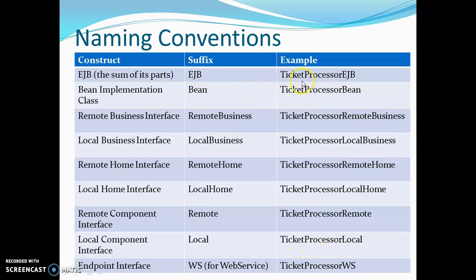For example, if I take this ticket processor, which is EJB, I name it as EJB. Here also, ticket processor is the application, being is the bean implementation class. Then we have the remote business interface, which uses the ticket processor remote business. Similarly, for the other things also, we just make use of the appropriate naming conventions depending upon what type of component or construct we are trying to use inside the EJB.